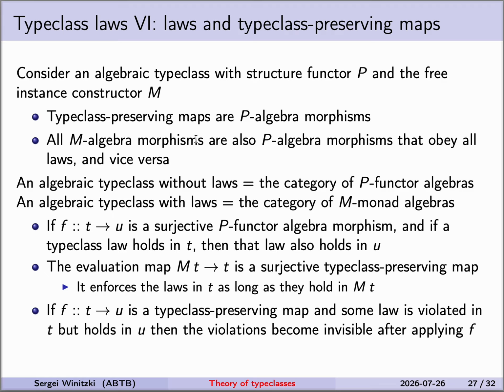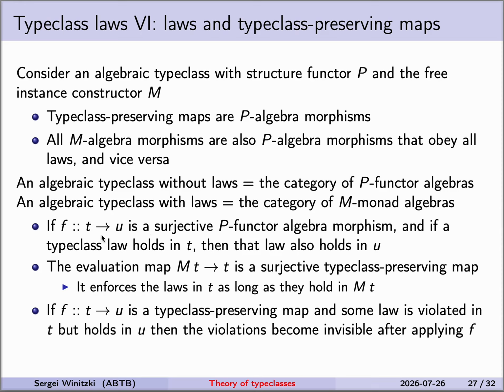So this gives us a picture that an algebraic typeclass without laws is just P-functor algebras with their morphisms, in other words the category of P-functor algebras. And an algebraic typeclass with laws is M monad algebras and their morphisms. So this is a categorical view of typeclasses. The algebraic typeclasses have these representations, and from this you can start deriving interesting properties that are actually relevant for programming, not just theoretical properties.